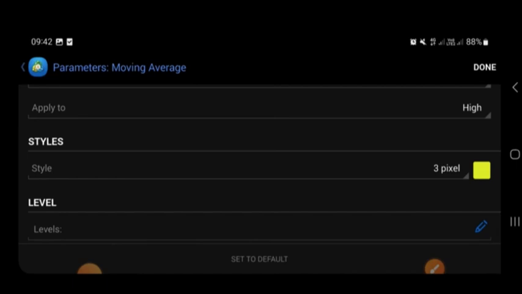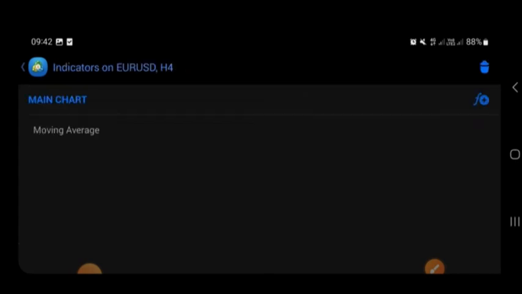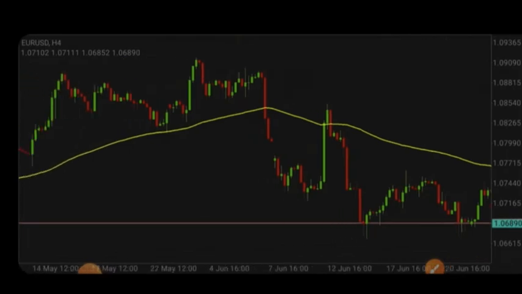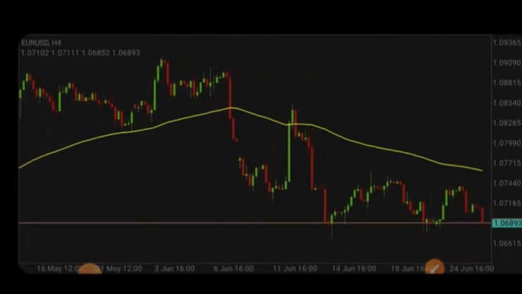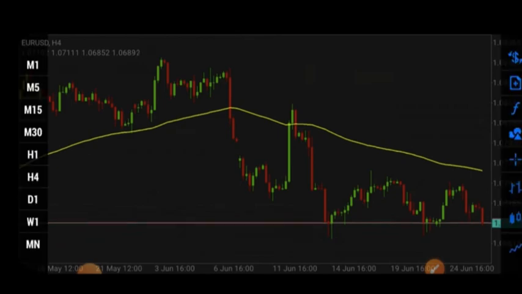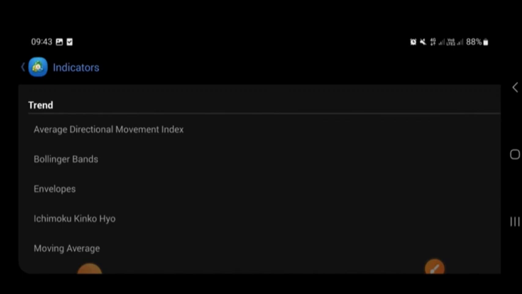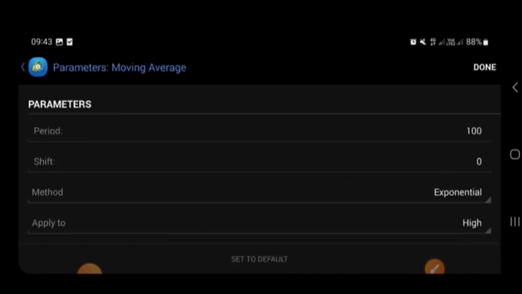The only thing that you're going to change is apply. Apply is going to be low, right? The first one was high, this one is going to be low. Now scroll down and change the color as well. Make sure the color is very different from the other one. Once you're done, press done. Go back here, and you can see that we have our two beautiful moving averages on the chart.